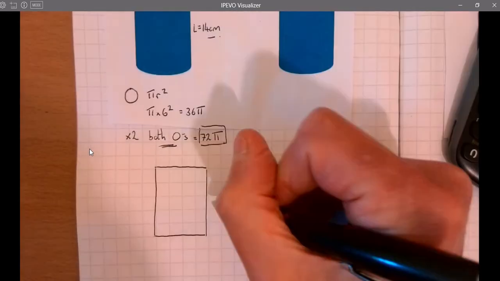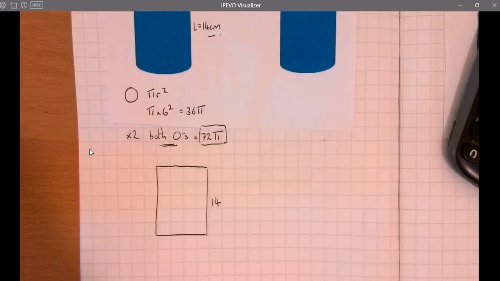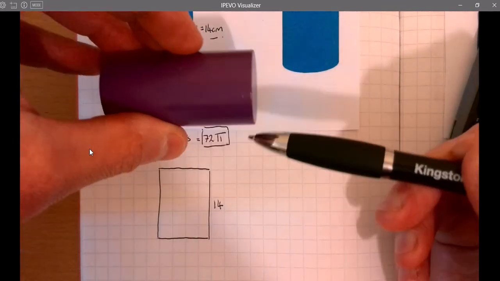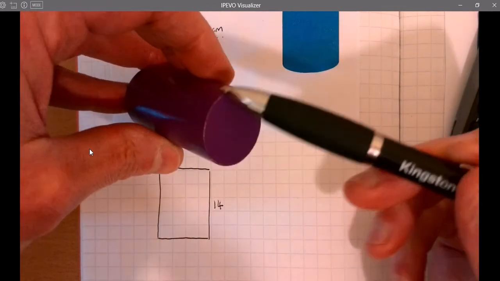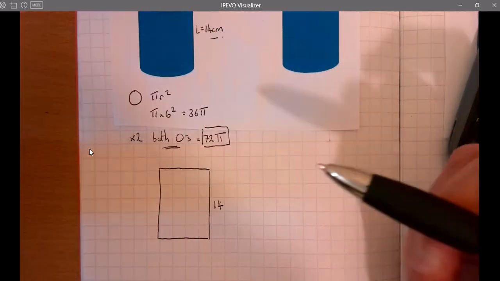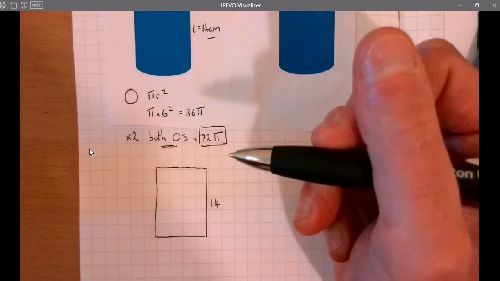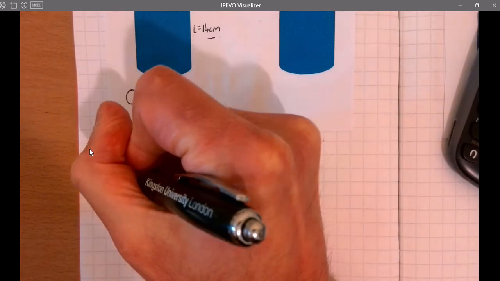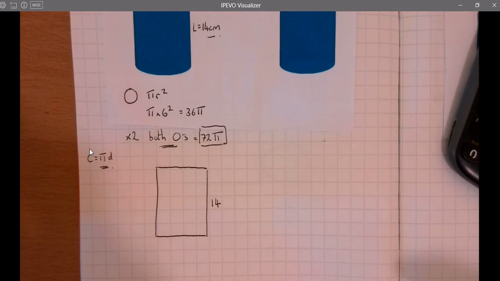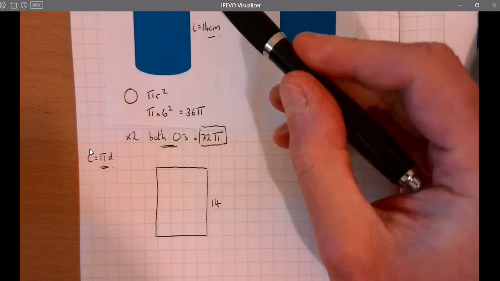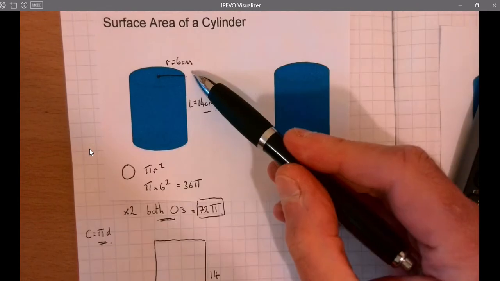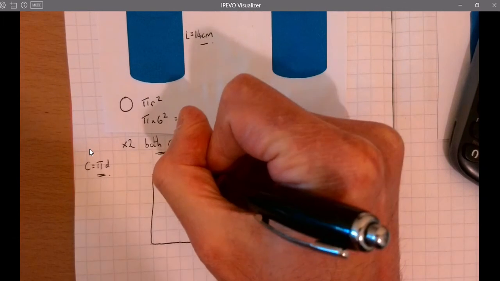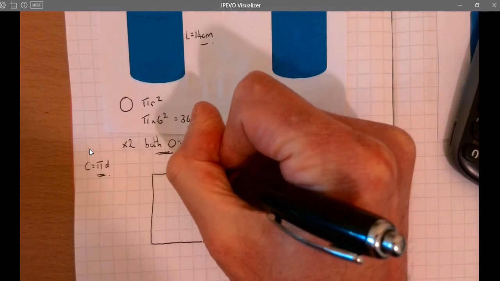So what are the dimensions of that? Well, one of the dimensions is 14, and then the other one, remember, if I'm thinking about this length here, that's the circumference of the circle. So the circumference of a circle is pi times the diameter. Yeah, let's just write that down at the side. Pi times the diameter. So the diameter, if I look at my circle up here, the radius is 6, so therefore the diameter is 12. So this is 12 pi, just there.